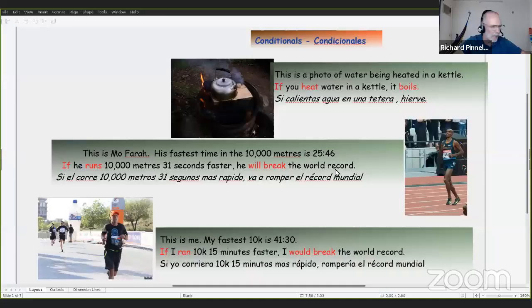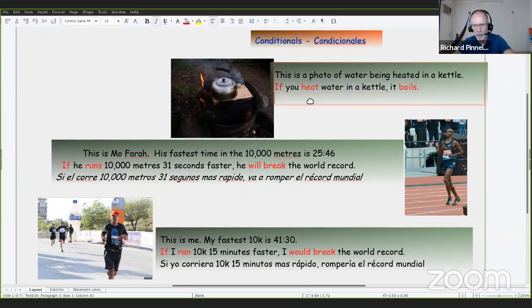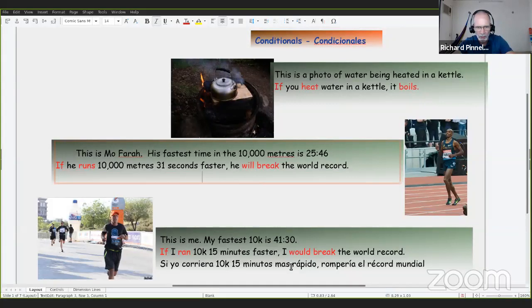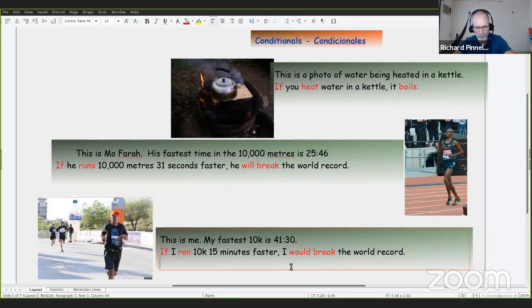This first screen is from the previous class. I've got three examples here. I've got some Spanish on here. I should remove that because we're not supposed to have any Spanish in this class. This is from level A2. This is a photo of water being heated in a kettle. If you heat water in a kettle, it boils. This is the zero conditional.